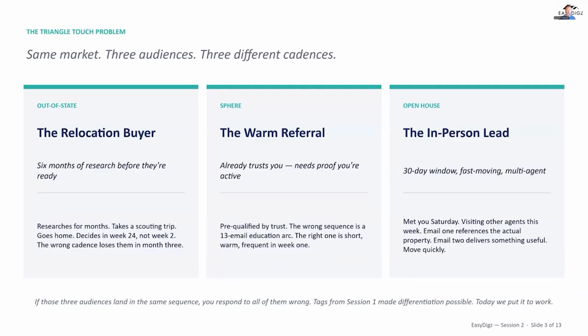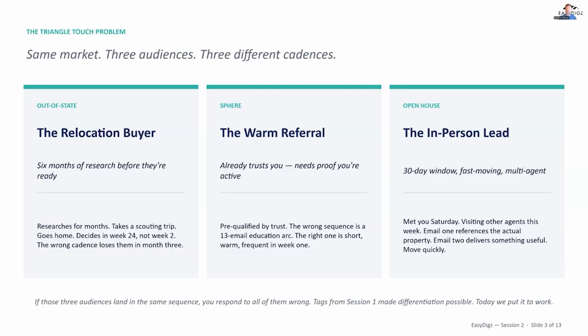They don't decide to move on Tuesday, tour a house on Saturday, and go under contract. They typically research for months. They take scouting trips. They go home and talk it over. They come back weeks later. That window between first inquiry and closing is often half a year or more. If your follow-up plan is 2 emails and a phone call, you've lost that buyer by month 3. Not because they didn't want you, but just because you got lost in the noise.